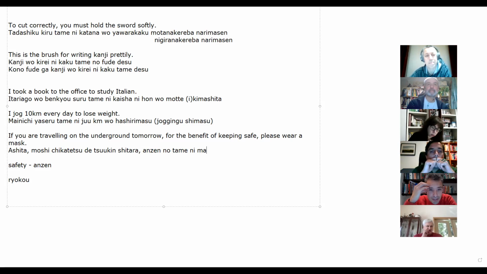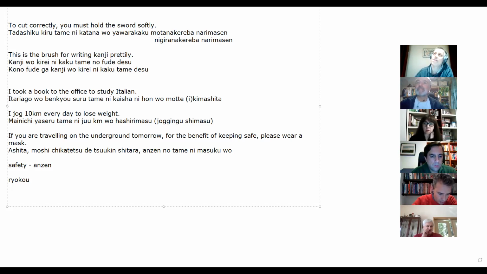Mask o kite kudasai. If you say kite, you would be understood, but there's a better word, to apply. Oshite means to push. Anybody else? Not kakeru. Not ataru, that means to touch, to hit. Please punch yourself in the face with the mask.